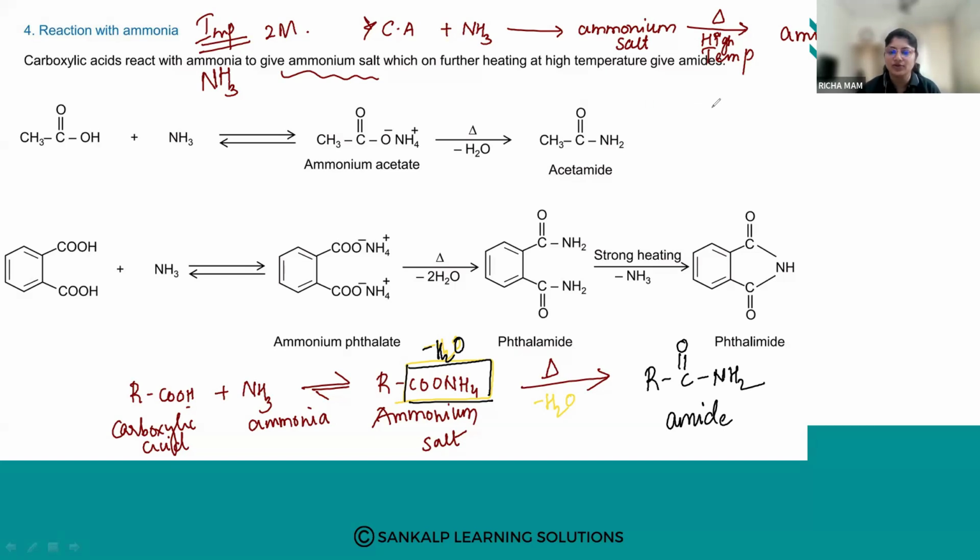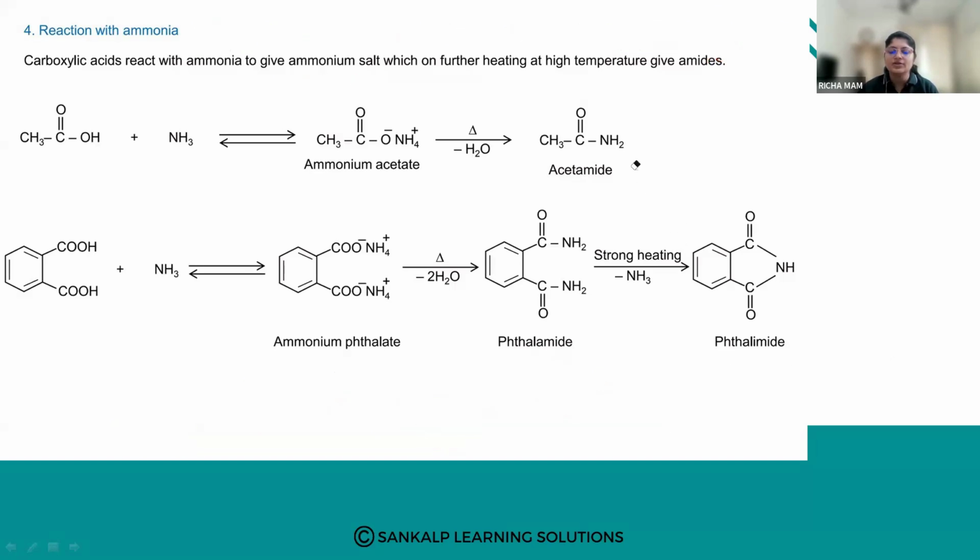Okay, so let us go for the examples now. First is acetic acid. Here is the first example they have given. Acetic acid, CH3 C double bond O OH. This acetic acid, I'm going to treat it with ammonia. What am I going to get? H will be replaced by your NH4 plus. So you'll get an ammonium acetate.